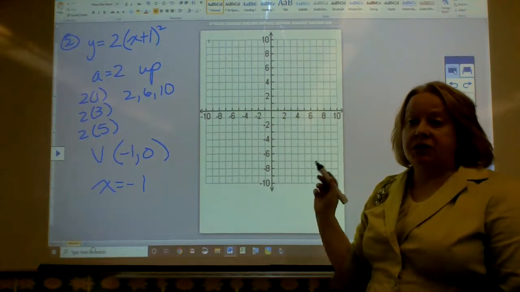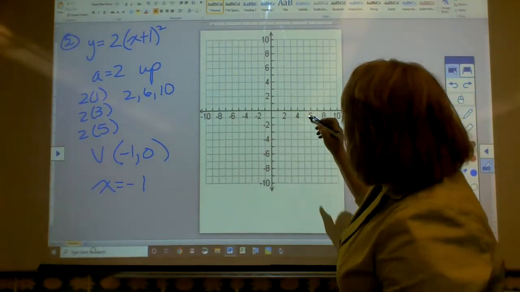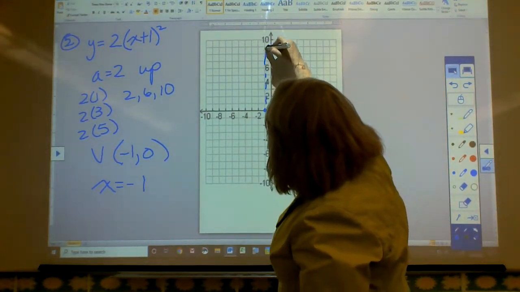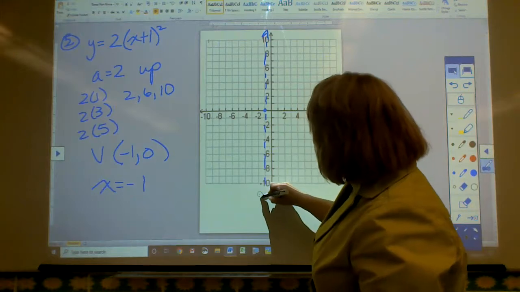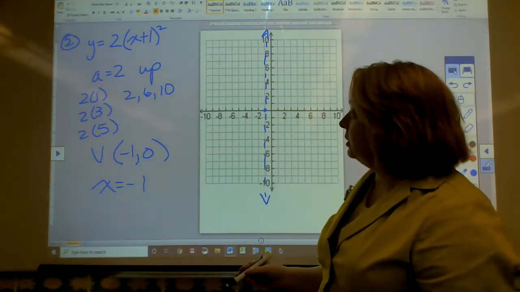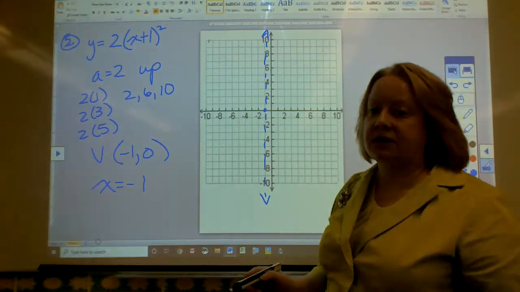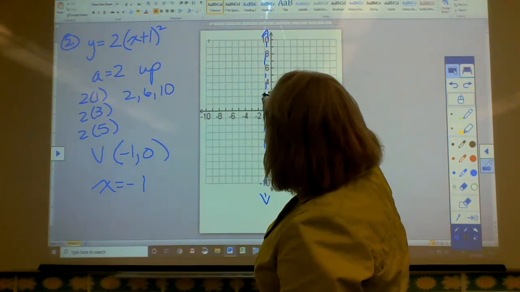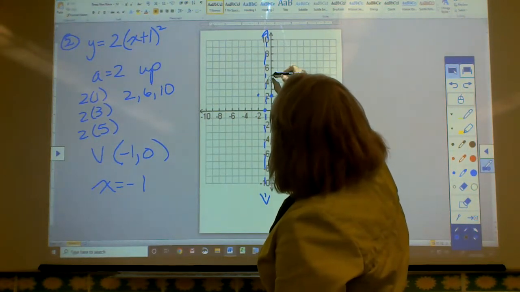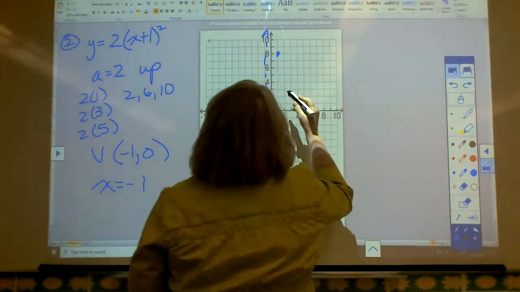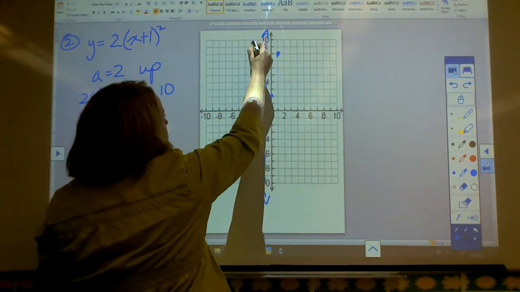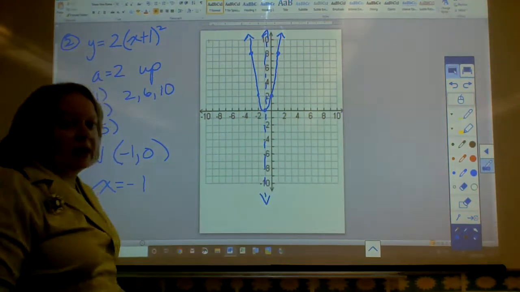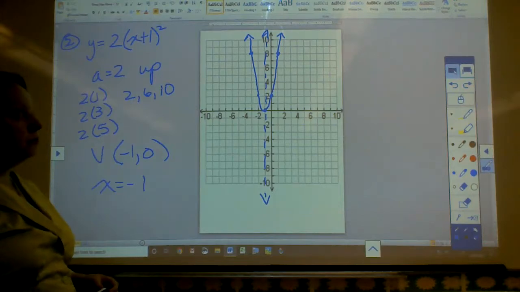So with that information, I'm just going to come over here and I'm going to plot the point. (-1, 0) is right here. I'm going to dot in my line of symmetry right there. And now I'm going to use the 2, 6, 10 pattern to get the rest of the points on my graph. So I'm going to go up 2 over 1, and then I'm going to go up 6 over 1, and then I'm just going to use symmetry here to get the rest of the points on my graph. And that's just a quick sketch of what's happening here.